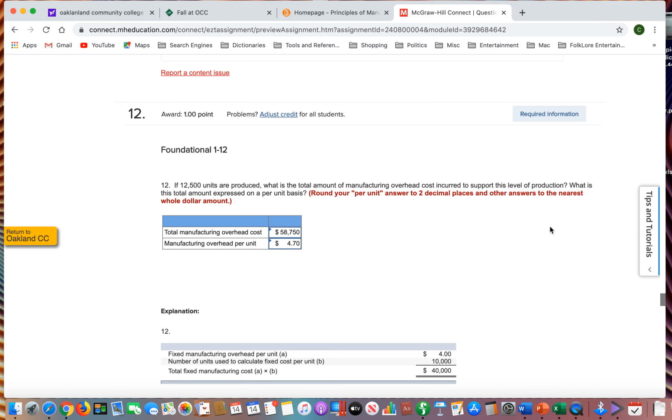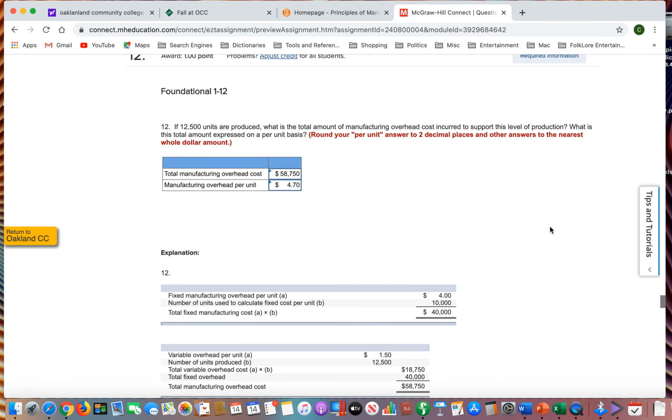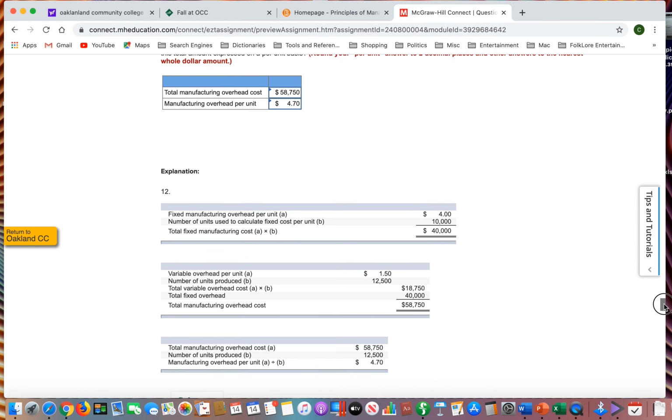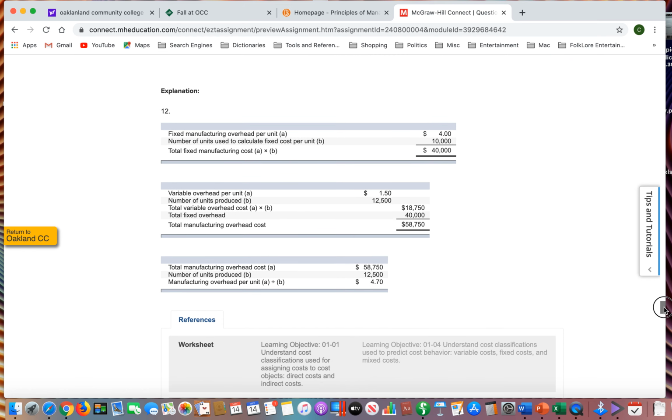And now you have the 12,500 multiplied by $1.50. Add them together. Then you divide by that 12,500, and you're going to get $4.70. If you divide 58,750 by 12,500, you're going to get $4.70 per unit. So you have to read it very carefully. Are they asking about total manufacturing overhead, or just fixed, or just variable? And that's what I just said there.